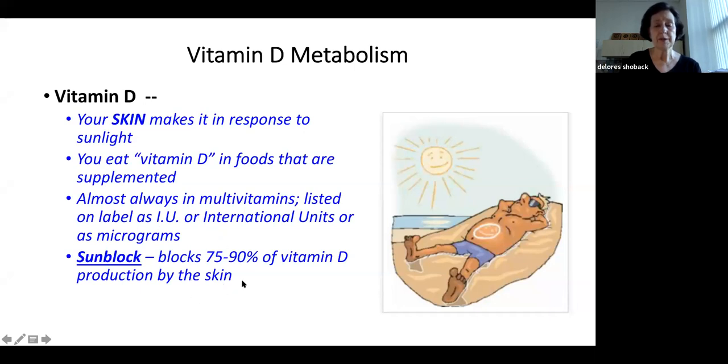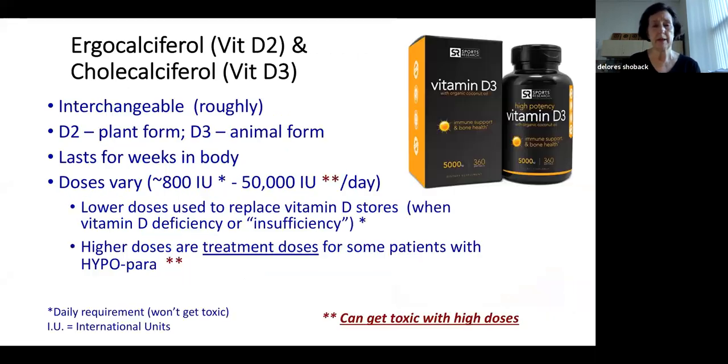If you say, I go out in the sun every day and I'm vitamin D deficient, if you're putting sunblock on your skin, and that is recommended to prevent skin cancer, you can block almost all the vitamin D production by the skin with sunblock. So keep that in mind. Like I said, vitamin D2 and vitamin D3 are roughly interchangeable.